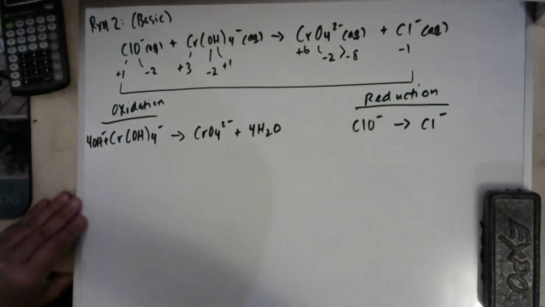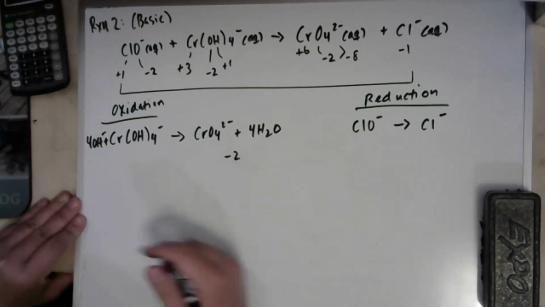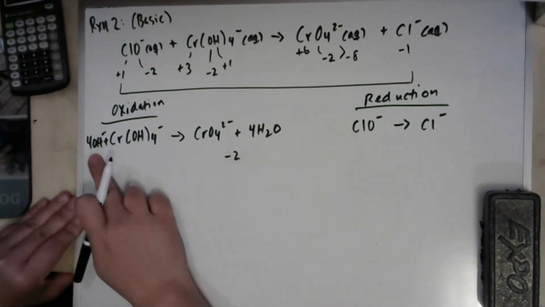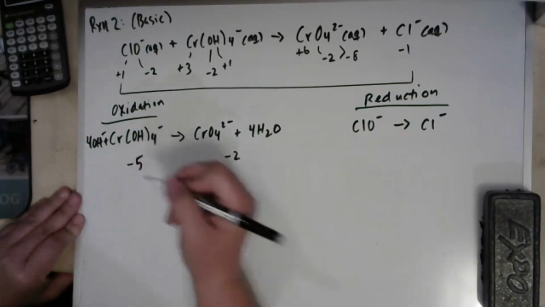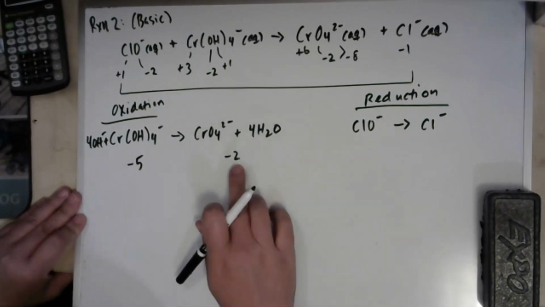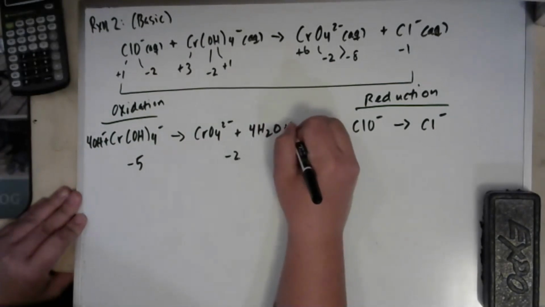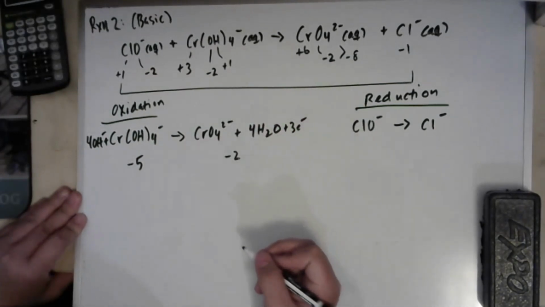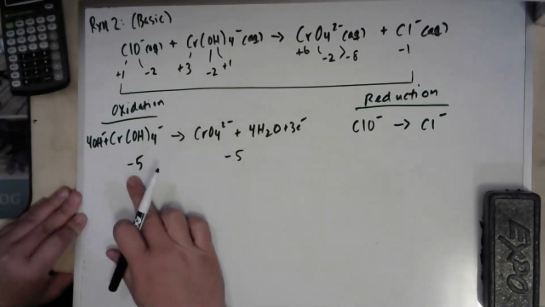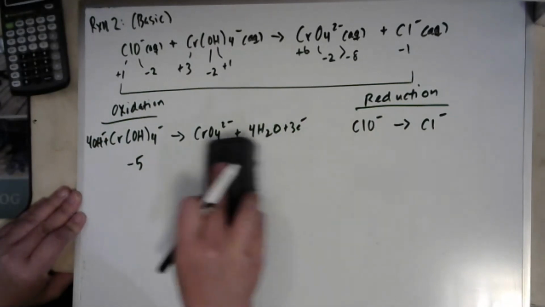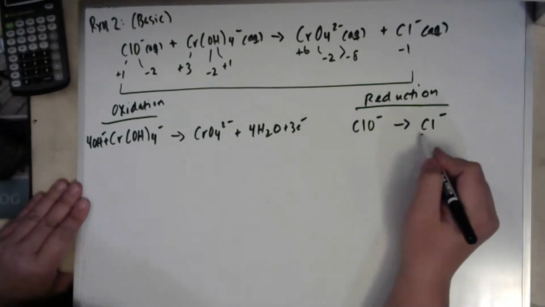Okay, now we can look at the charges. We got a -2 charge here. I've got -4 from my 4 hydroxides and a -1 here. It's a total of -5. So I'm going to have to add 3 electrons here to get my charges to match. Okay, so now I have a -2 plus a -3 is going to be a -5, and I have a -5 here. Perfect.